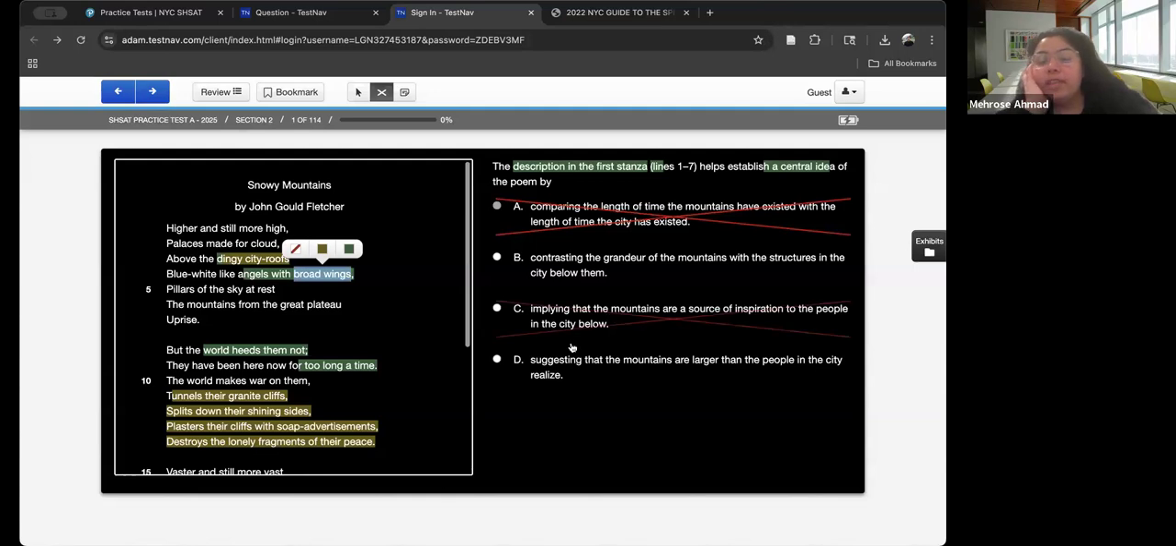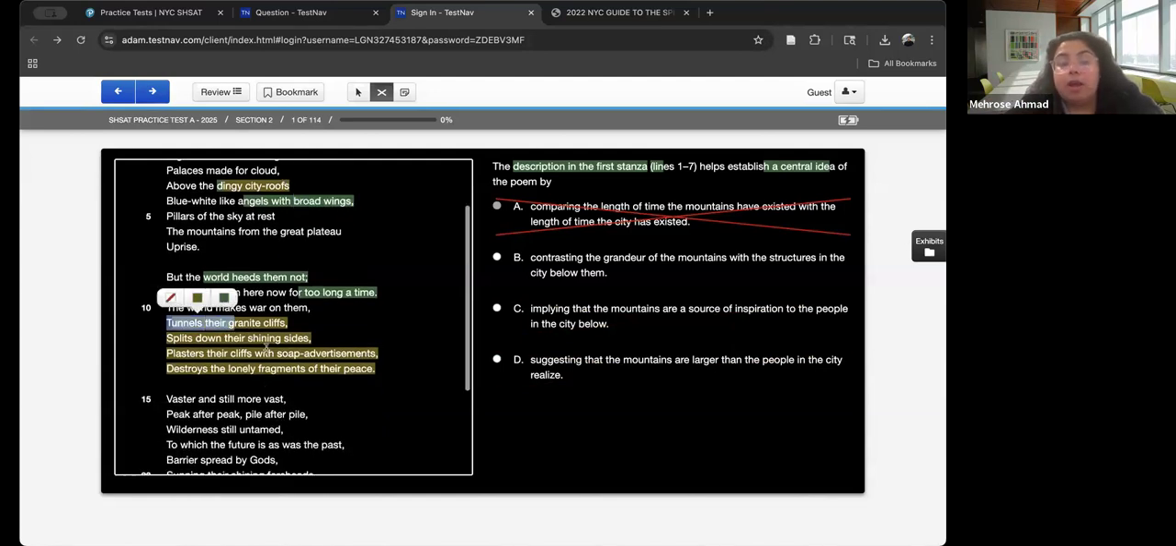What I was saying is that I think this might be a trick answer because although the mountains are described very positively, and the word inspiration is a positive word, there is no implication that the mountains are inspiration, right? What is the relationship between the people and the mountains is what's important to understand. And that relationship, based on what the author describes, is actually pretty negative, right? The author is saying people are making war on the mountains, they're tunneling, splitting, etc. So the mountains are actually not really inspiring people.